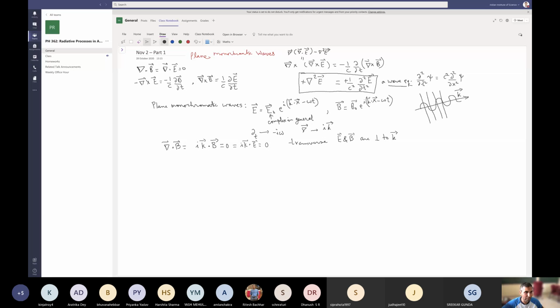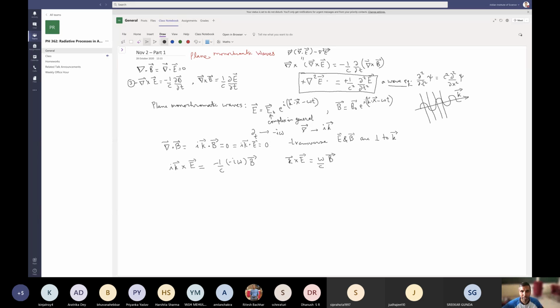And now if we look at equation number 3, we get ik cross E is equal to minus 1 by c minus iota omega B. So this is the relationship between E and B. So k cross E equals omega by c times B, right?